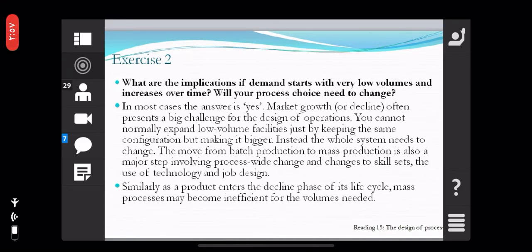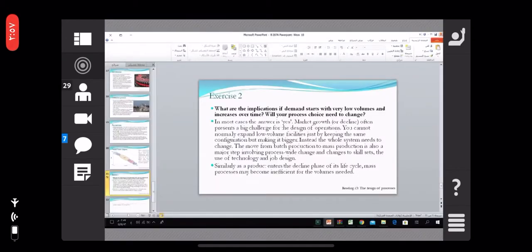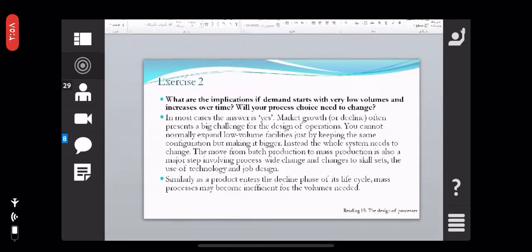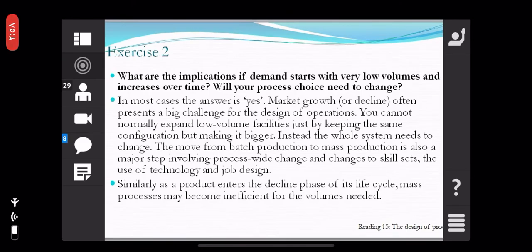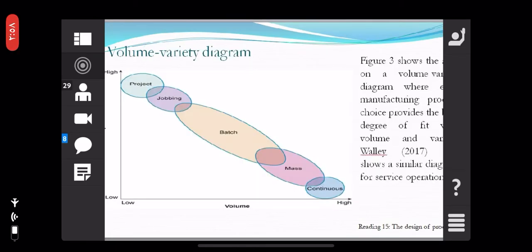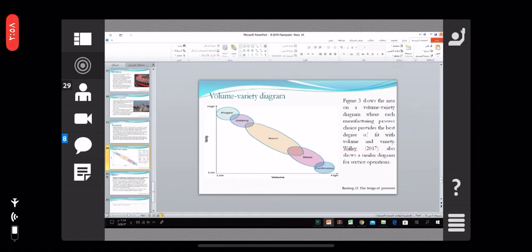Guys, what do you think if the demand is low, but over time the demand has changed? You used to get 20 or 30 orders per day, but now you get maybe 200 or 300 orders per day. Are you going to change? Definitely you change the operation. You may need a bigger place, more ingredients, more skilled people. Meaning what? You will probably move from jobbing maybe to what? To batch, or maybe from jobbing to mass production. Right.